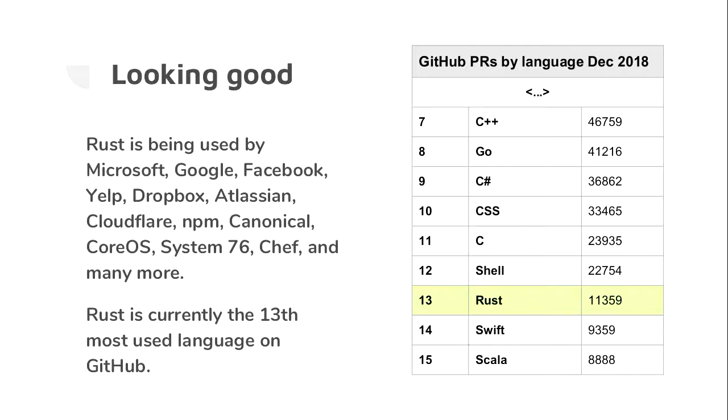And Rust has also continued to grow in the list of programming languages on GitHub. It's now number 13, up from number 15 a few months ago, and then up from number 40 a couple years ago. So it's really starting to take off.